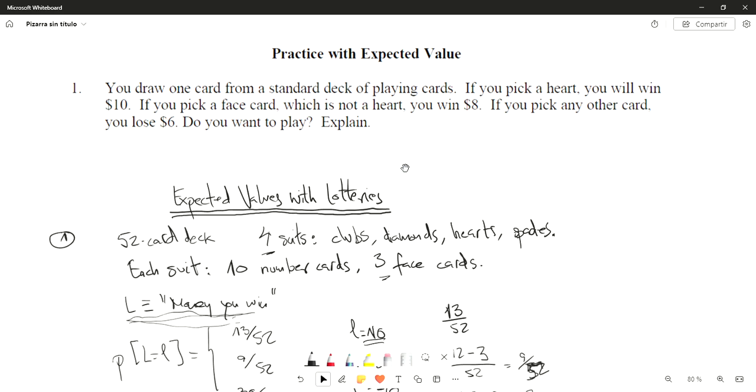playing cards has 52 cards. Now, they are divided in 4 suits, which will be clubs, diamonds, hearts, and spades. And each suit has 13 cards. 10 of them are number cards. 3 of them are face cards.